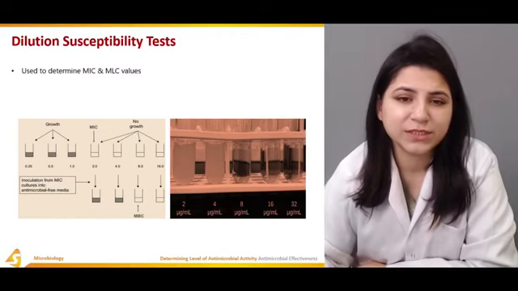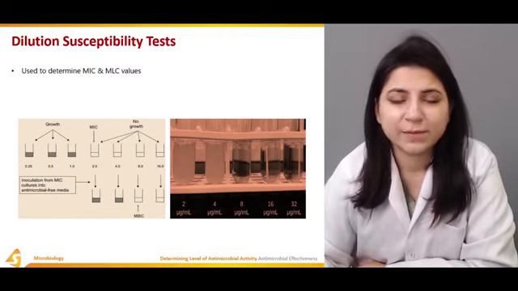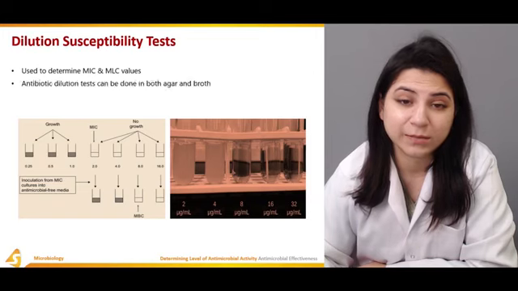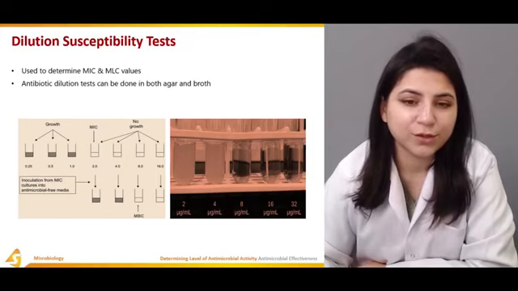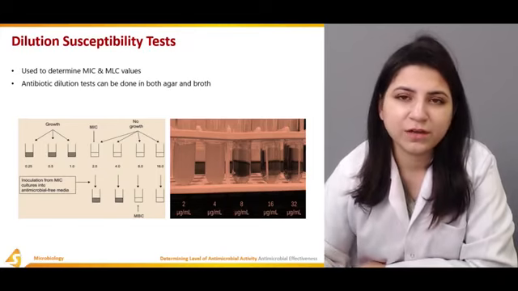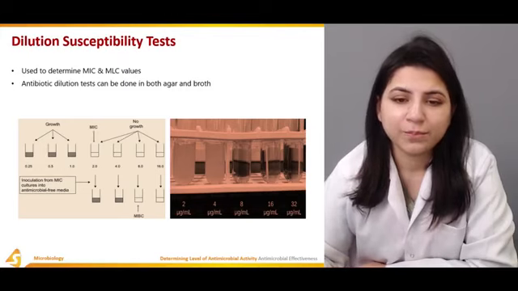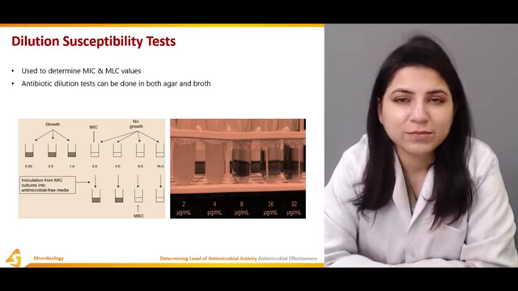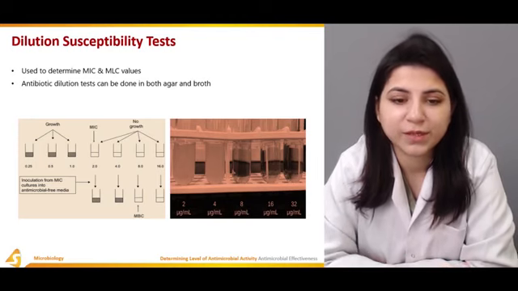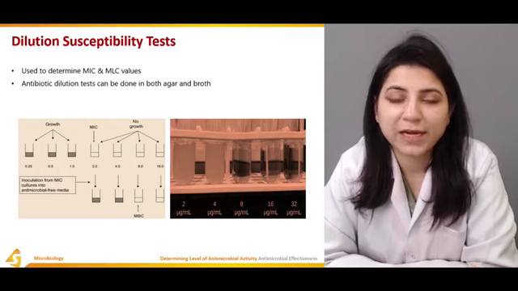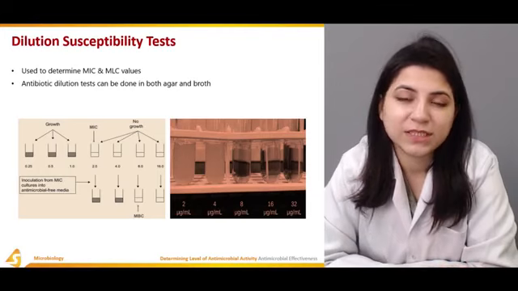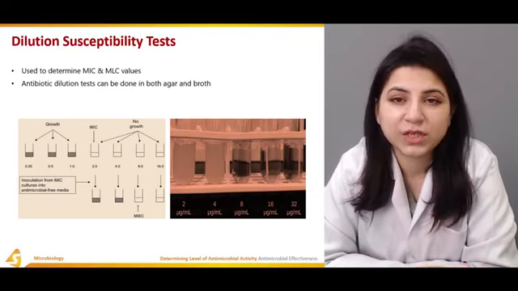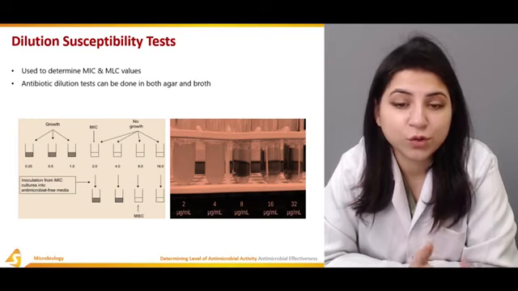So in the dilution susceptibility test, the testing is used to determine the MIC and MLC values. The antibiotic dilution test can be done in both agar and broth, depending on the type of bacteria that is to be grown. As the name suggests, we are talking about diluting the amount of antimicrobial agent in broth or in agar, and then we see the minimum amount at which no growth can be seen.